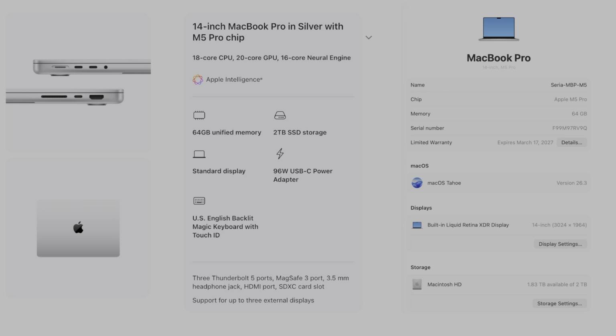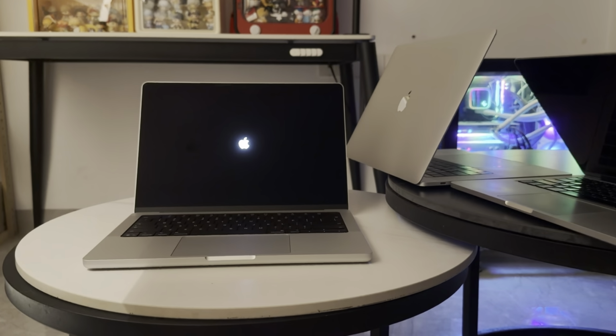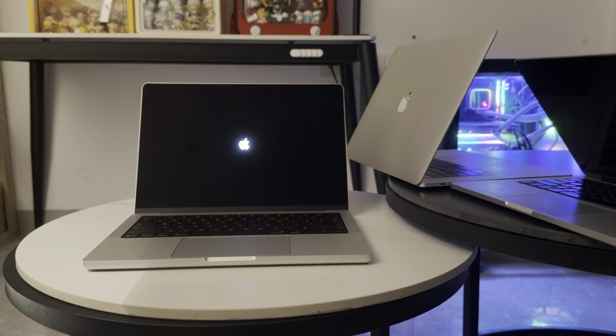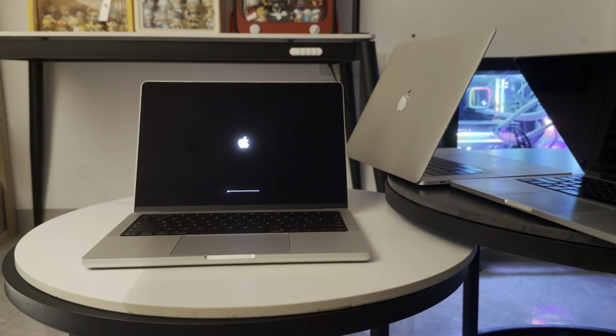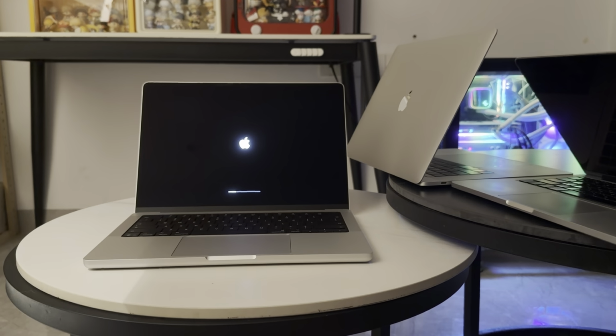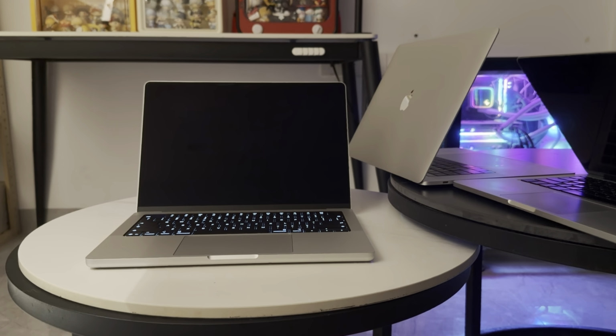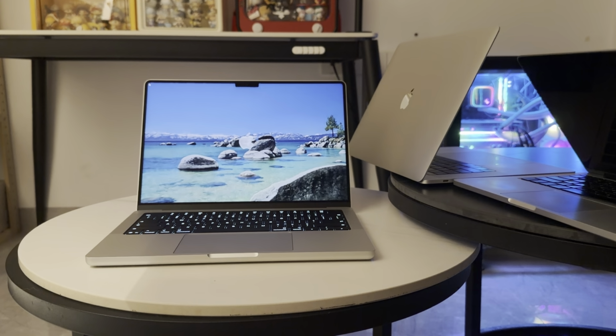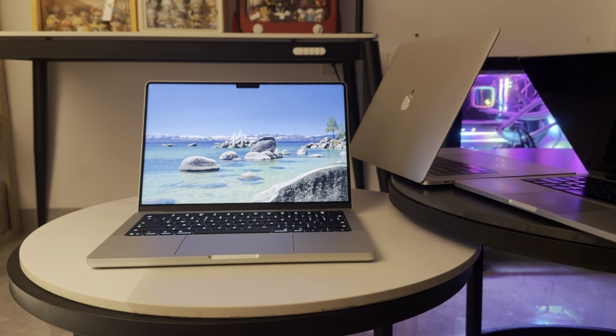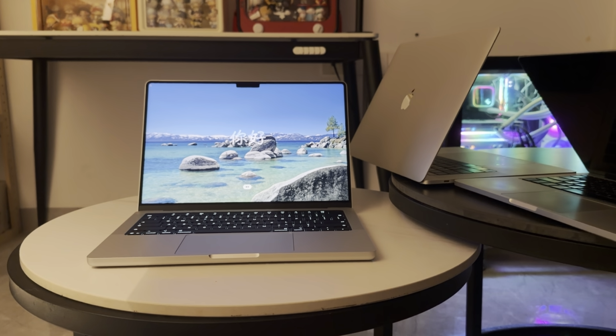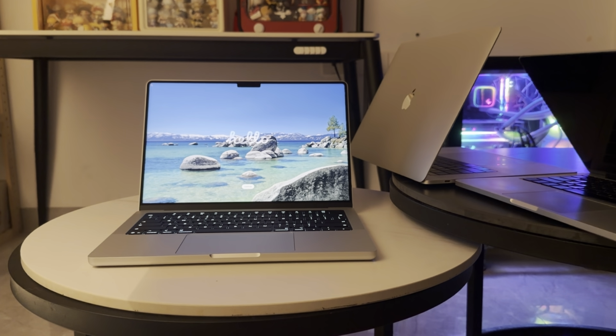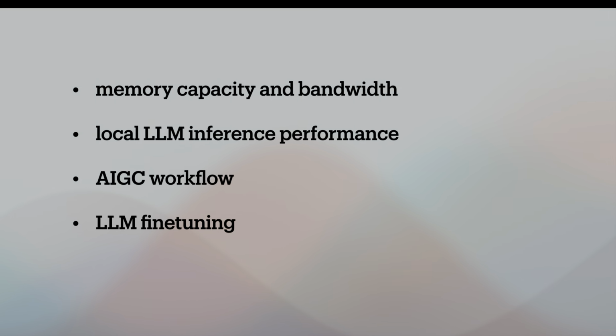If you have watched my previous videos, you may know that my main machine is a dual RTX 4090 workstation. So the real question is, can the MacBook M5 Pro actually compete with the experience of using NVIDIA GPUs? In this video, I will talk about that based on my own real-world usage. I will look at 4 areas that are closely related to AI workload.